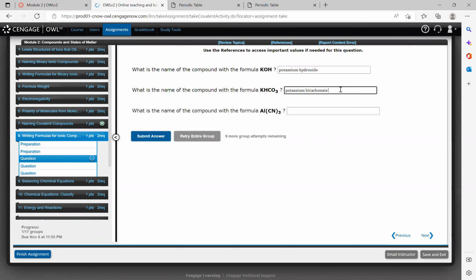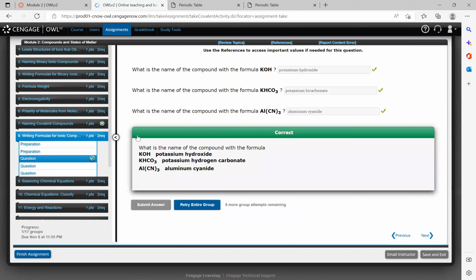And then finally, we have Al(CN)3. We only care about just naming the metal and then the polyatomic ion. So in this circumstance, we have aluminum. And I cannot spell aluminum. And then CN stands for cyanide. Submit our answer, and we're good to go.